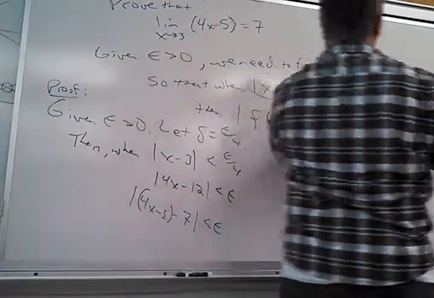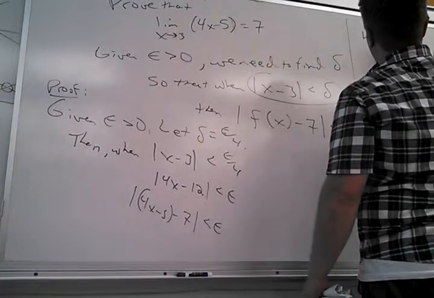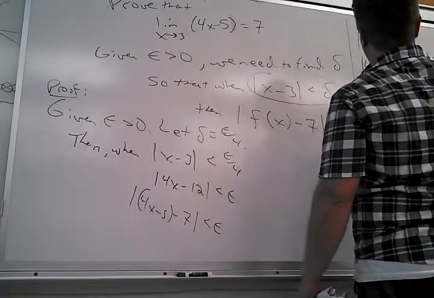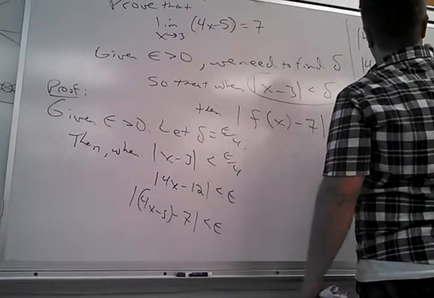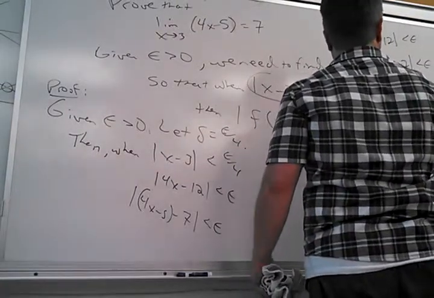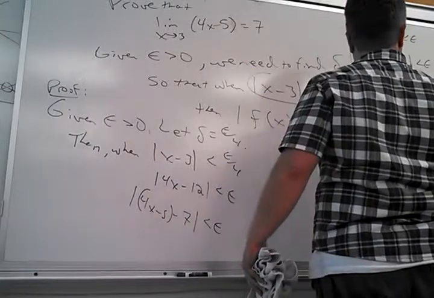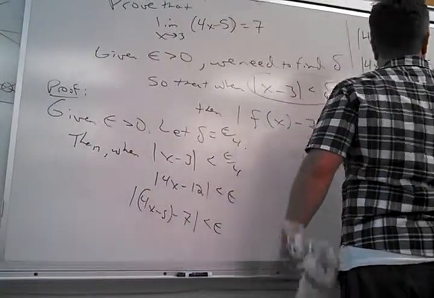Let me write that last bit up here. So I just multiply the 4 in. Then I rewrote it so I can't recapture the original function. Therefore, the limit as x goes to 3 of 4x minus 5 equals 7.